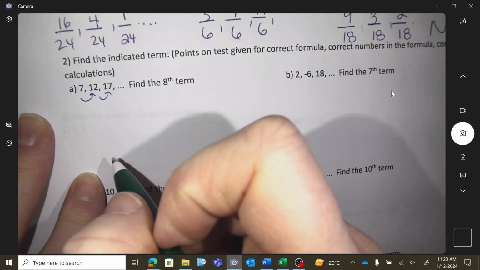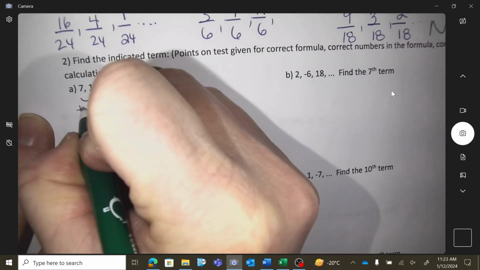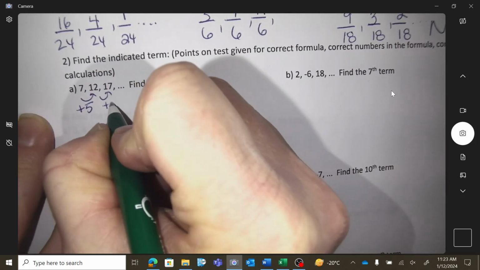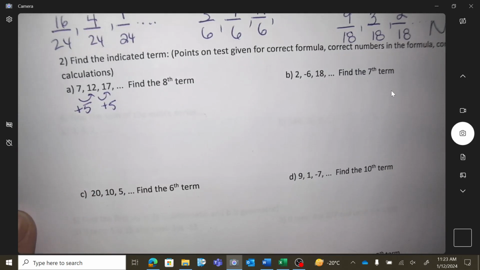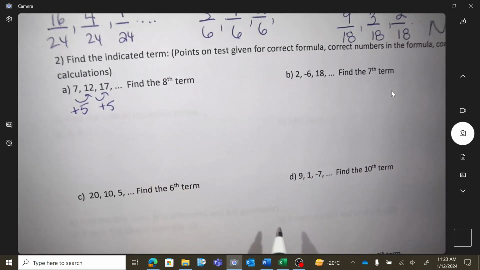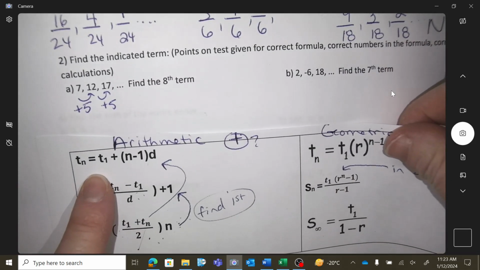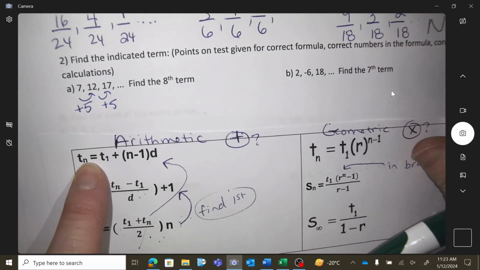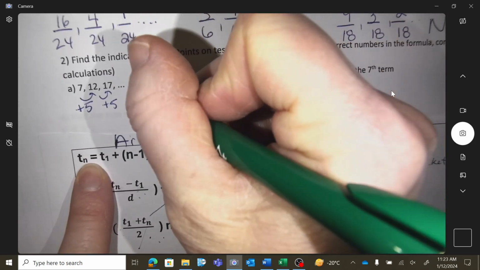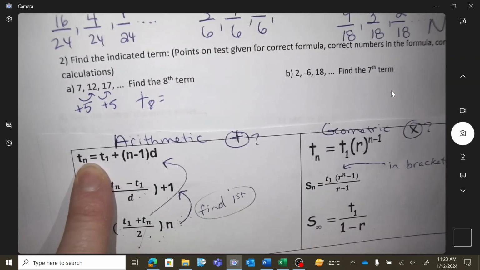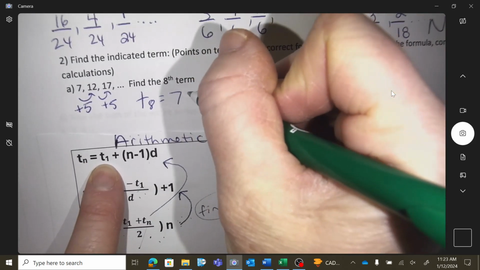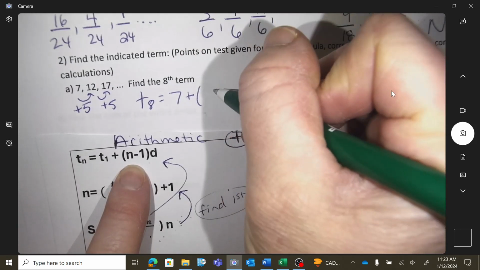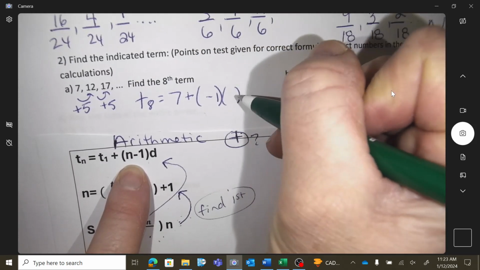What are you doing each time? Looks like I am doing a add 5, right? So arithmetic, this is my formula. Find the 8th term. So term 8 equals term 1 plus n minus 1 d.